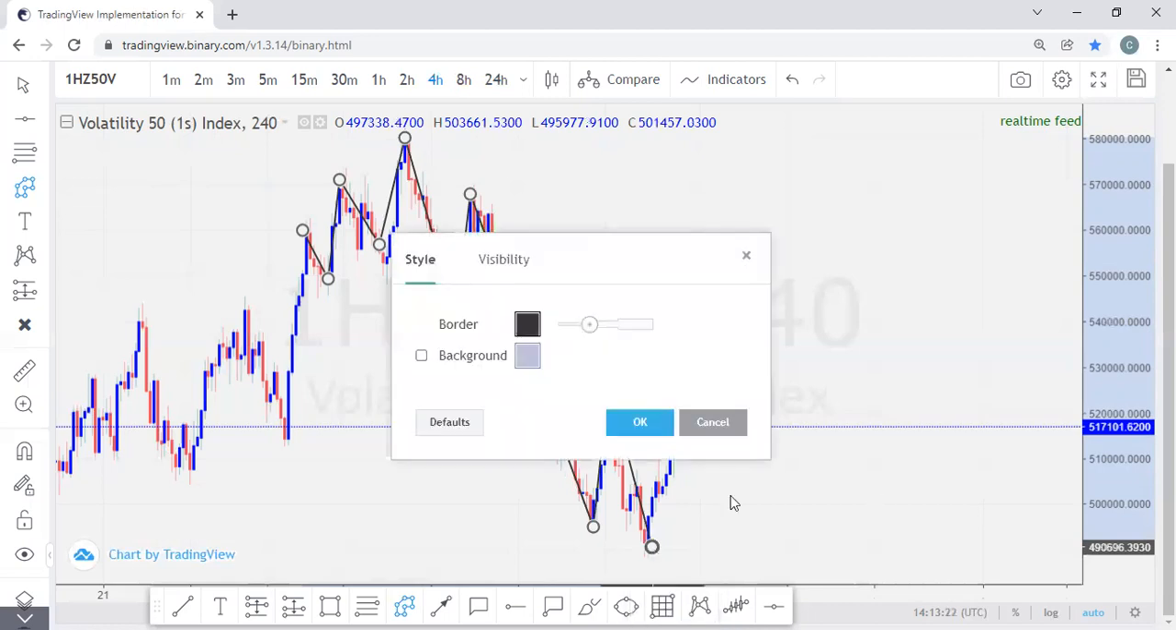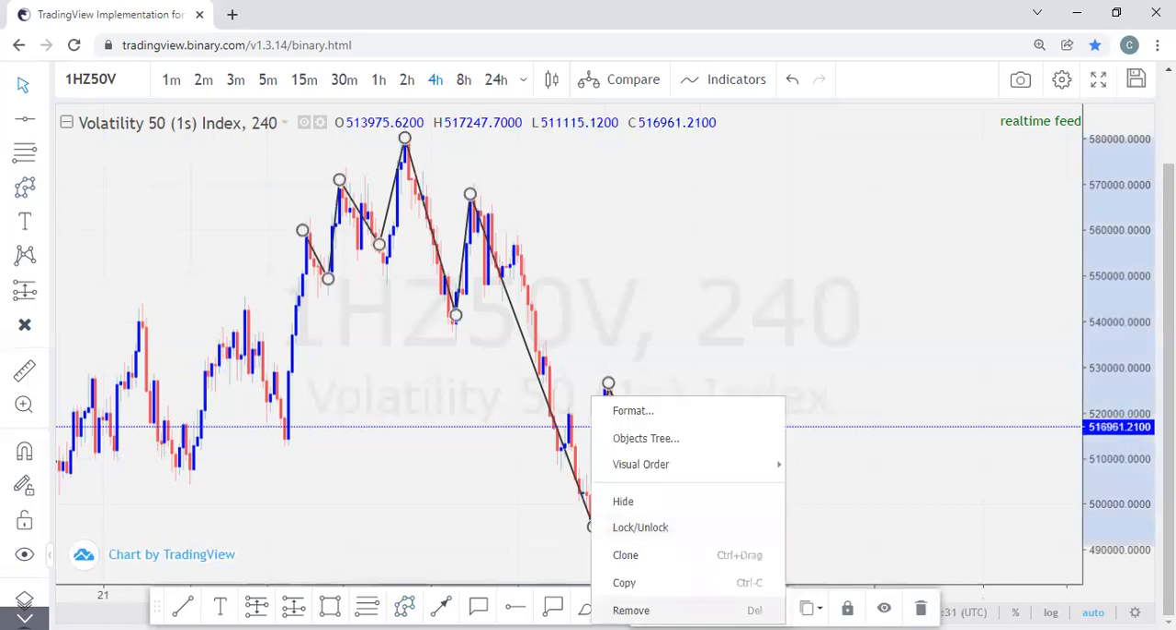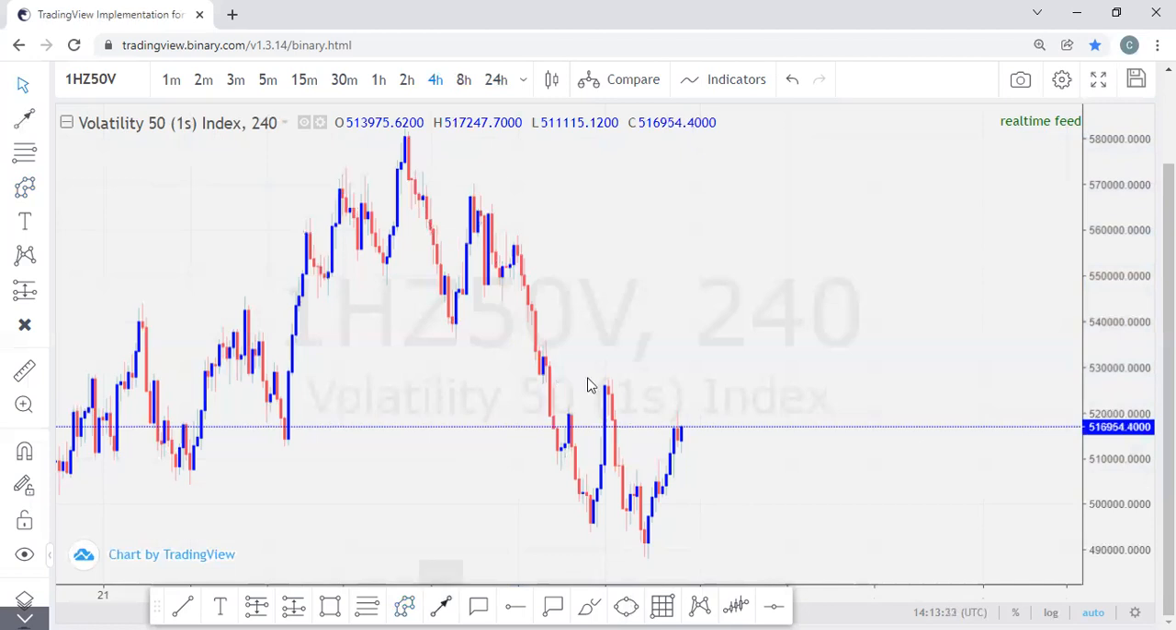I was looking at this entry setup some time ago. Based on what I can see here, this is the last obvious lower high. If the market is able to go above this point here, then we have our break of structure. So let us keep a line there. But we should always trade with the trend.